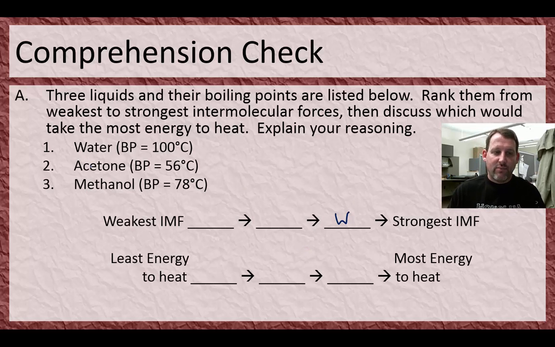Now, acetone boils at a really low temperature of 56 degrees Celsius. That must mean that the molecules aren't holding on very well together and they break off fairly easily. So it has the lowest, or the weakest, intermolecular forces. So I'm going to put an A here for acetone. And then methanol is in the middle somewhere. So I'm going to put it right here in the middle, methanol. So we have acetone with the weakest, methanol, water.